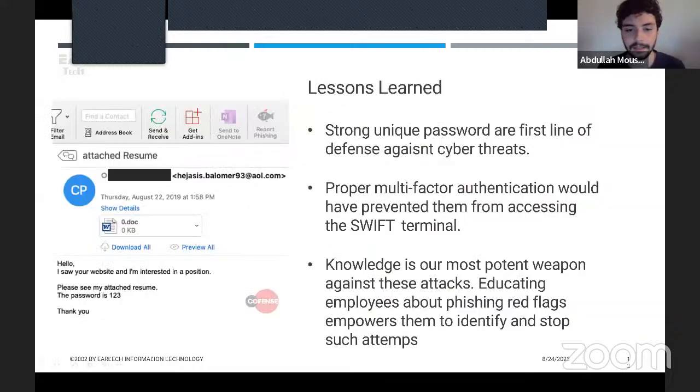So the lessons learned, the main takeaways: strong, unique passwords are the first line of defense against cyber threats. Proper multi-factor authentication would have prevented them from accessing the Swift terminal. And knowledge is our most potent weapon against these attacks. Educating employees about phishing red flags empowers them to identify and stop such attempts.